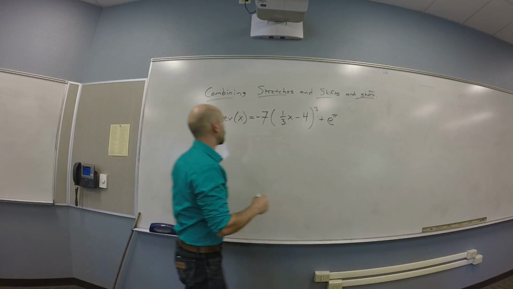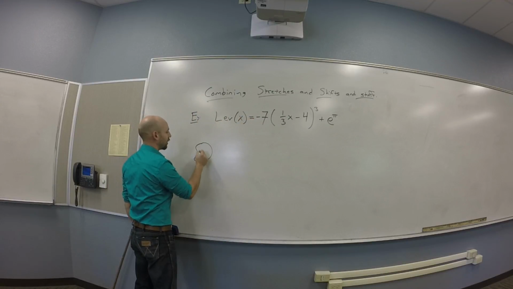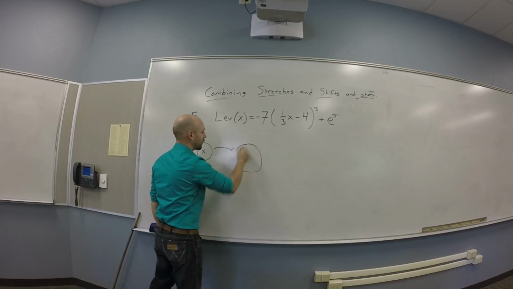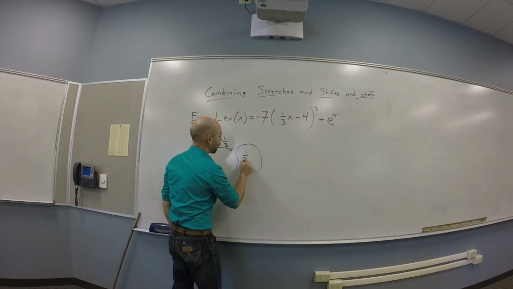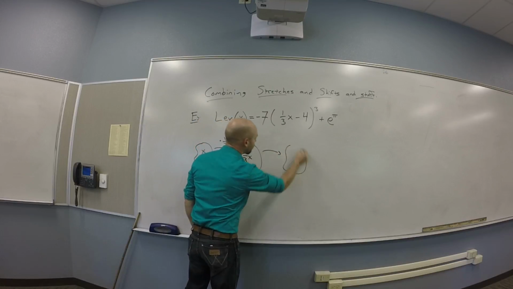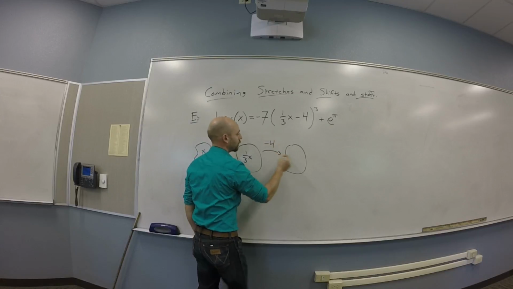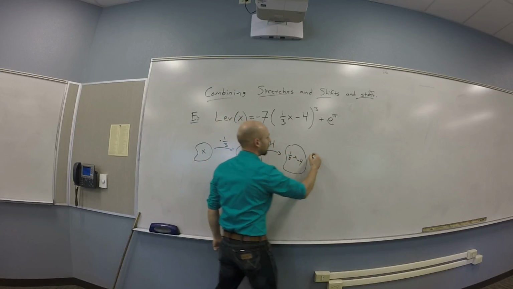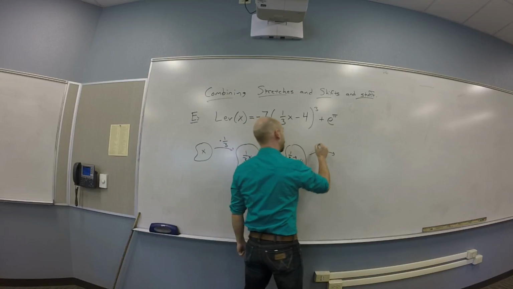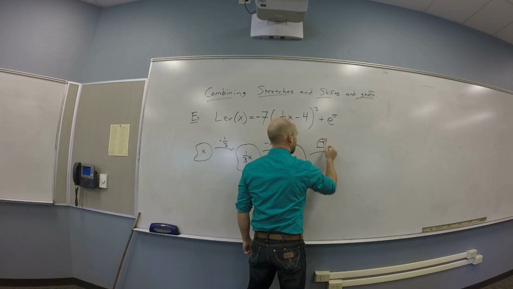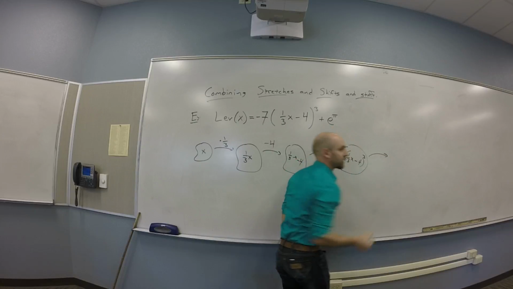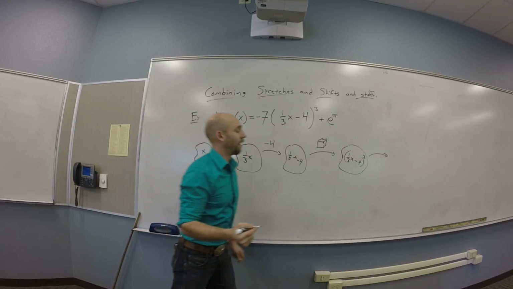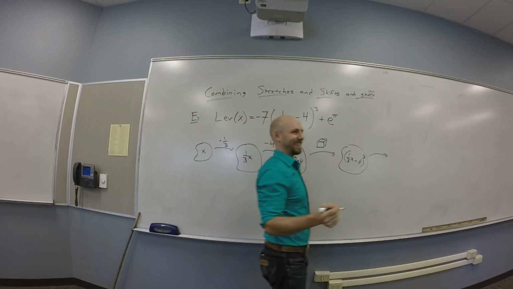Okay. So if you bubble diagram this thing out, I'm starting with x first. What's your first action here? Multiply by a third. Okay, so now I'm at 1/3 x. What's your next action? Subtract 4. So now I'm at 1/3 x minus 4. What's your next action? Cube it. So now I'm at 1/3 x minus 4 cubed. What's your next thing? So close.